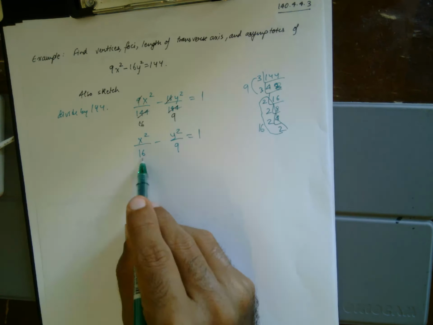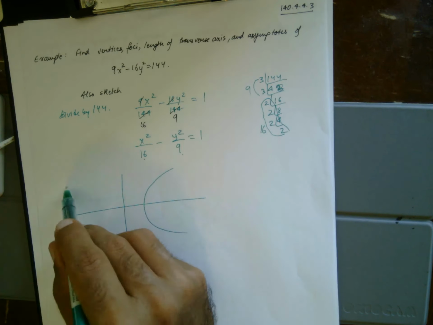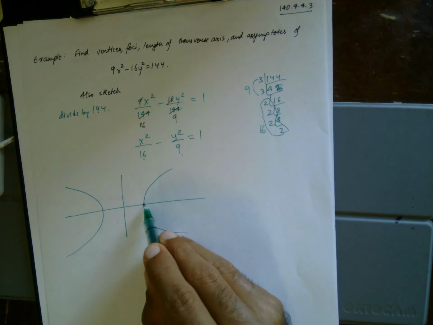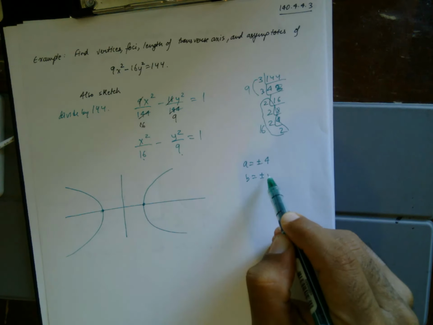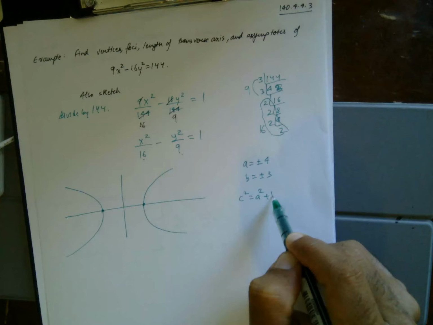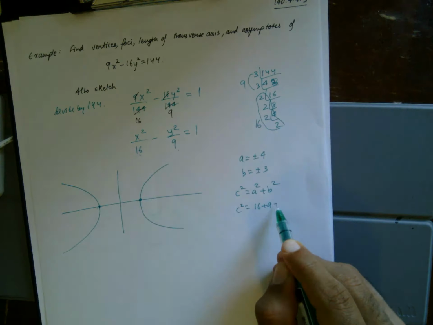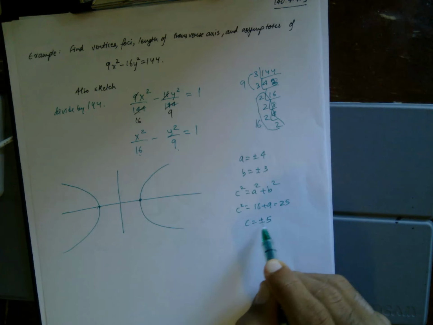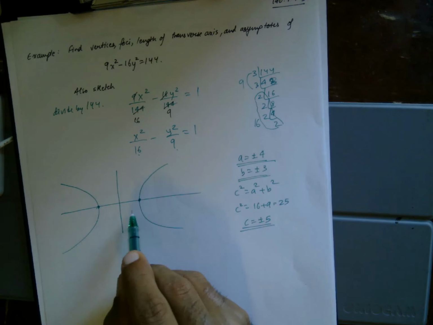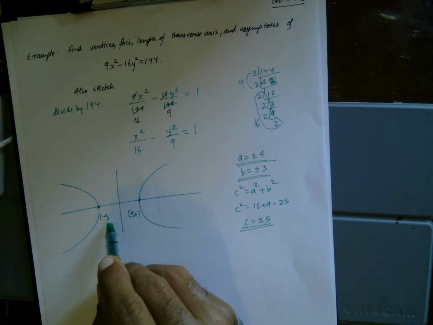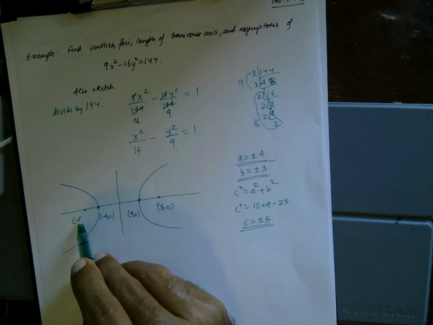So A is greater than B, which means it's shaped like that. So let's see. These are my vertices. A is plus minus 4, B is plus minus 3, and C squared is A squared plus B squared in a hyperbola. So C squared is 16 plus 9, 25. So C is plus minus 5. So I have all the information I need. The vertices are 4, 0, negative 4, 0. Foci is just one away from it, 5, 0, negative 5, 0.